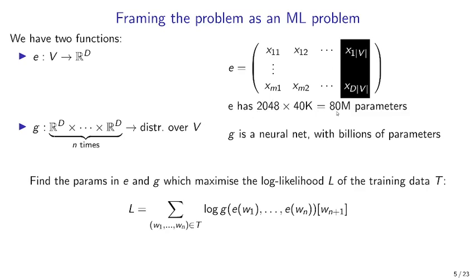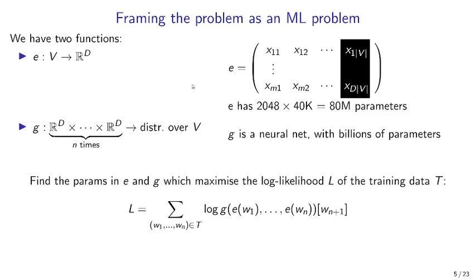And therefore in total it's got about 80 million parameters in E. We need to learn the values of these parameters in our machine learning algorithm. And then G is going to be designed as a neural net. In fact, it's going to have billions of parameters in it. And we're going to look more closely at how G is defined as a neural net using this methodology of transformers in the next slides.